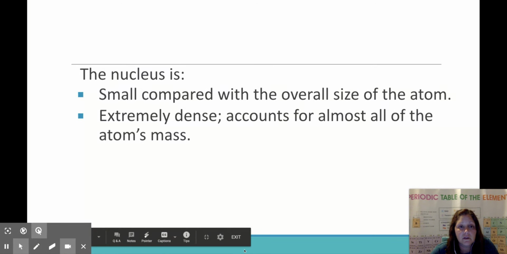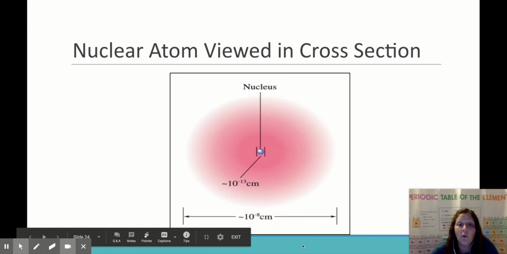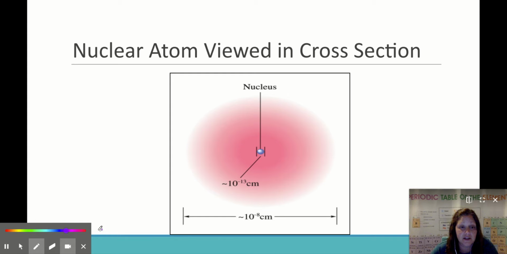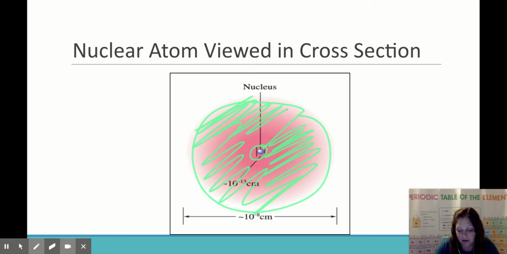We also know that the nucleus is very small compared with the overall size of the atom, and it's extremely dense. It has almost all of the atom's mass. Now, when we're looking at an atom and we're looking at the nucleus, if the nucleus and the atom are compared, you can see just how much empty space this atom has. Everything that's outside this nucleus is the empty space that Rutherford discovered when he said that the atom was mostly made of empty space with a positive dense nucleus.